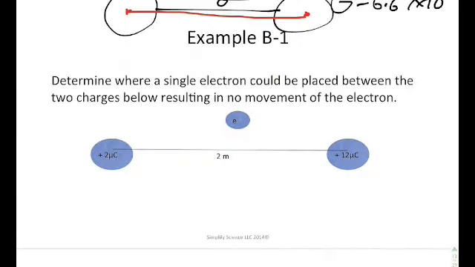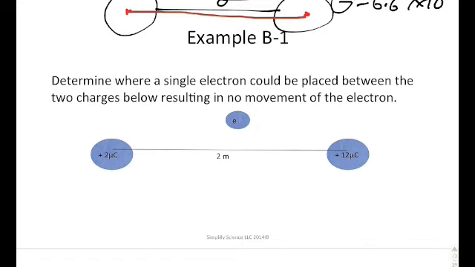So now, if we take a look at some examples, this is the B1 example, and this one is about as tough as it gets. So don't be discouraged if you have problems with this first one, because this is pretty tough. It says determine where a single electron can be placed between the two charges, resulting in no movement of the electron. Okay, so here's what you've got to do.